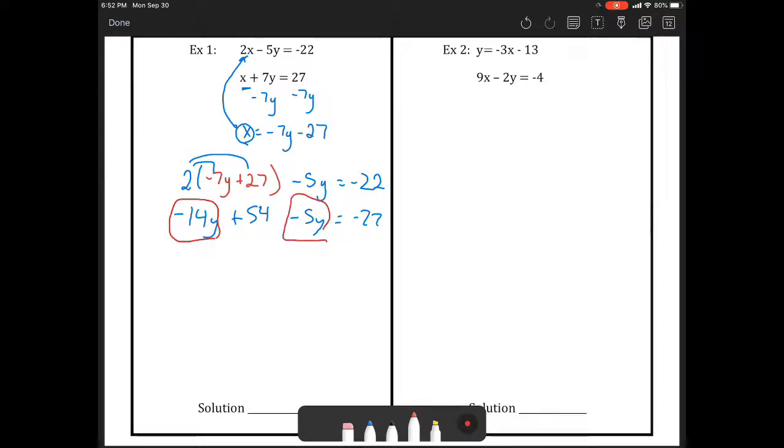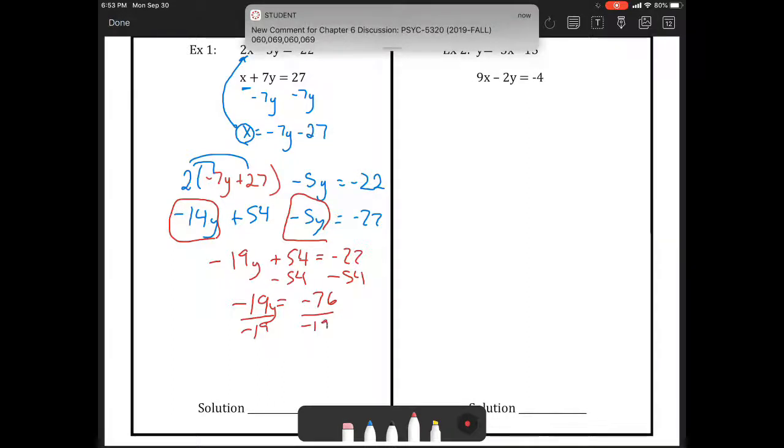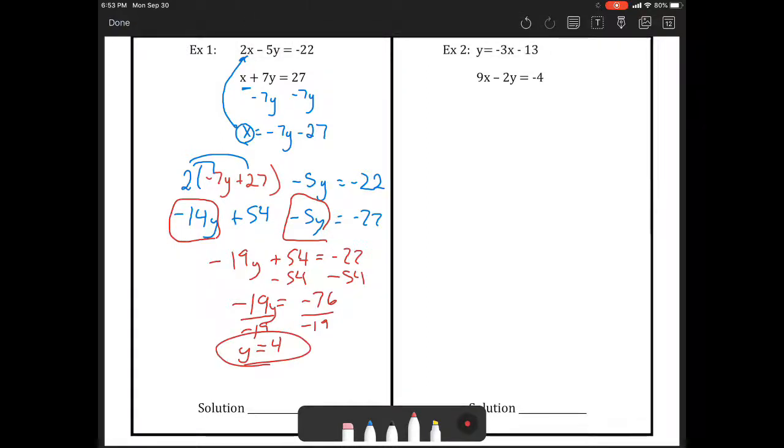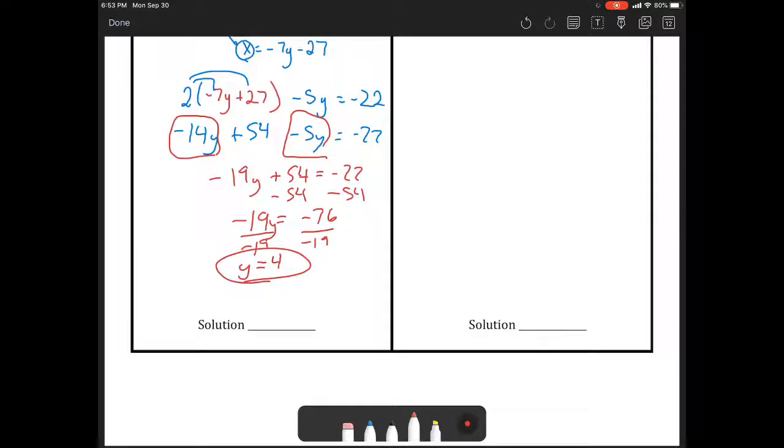Now I just have to combine my like terms. So I've got this one right here and this one. That's going to give me negative 19y plus 54 equals negative 22. Minus 54 from both sides. That gives me negative 19y equals negative 76. Divide negative 76 by negative 19, and that's going to give me y equals 4.